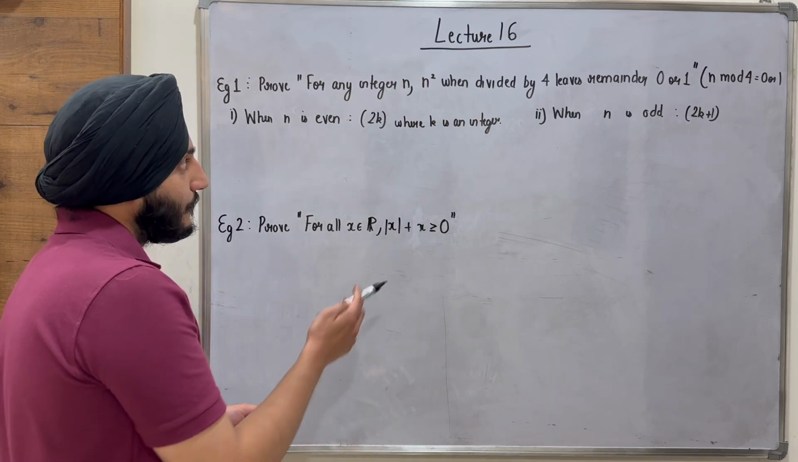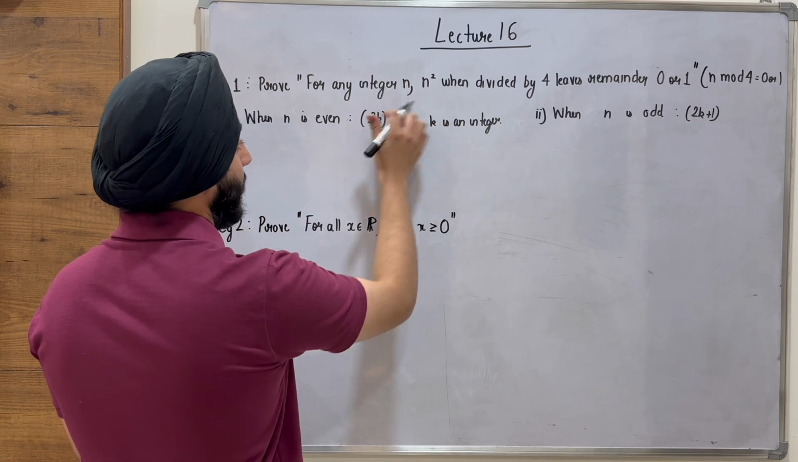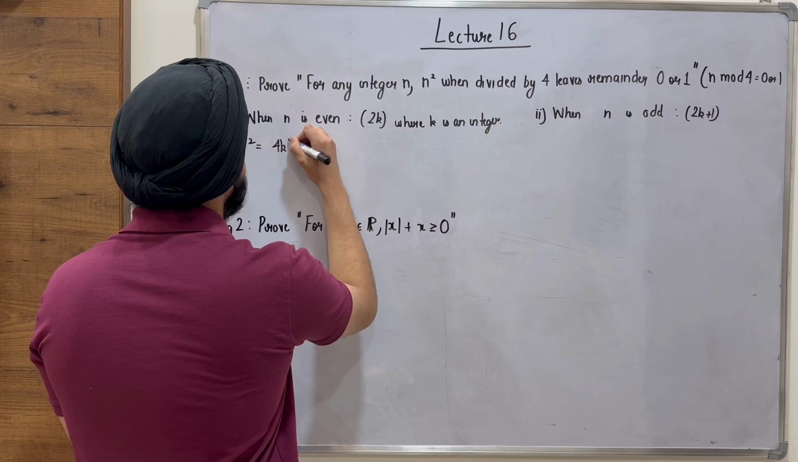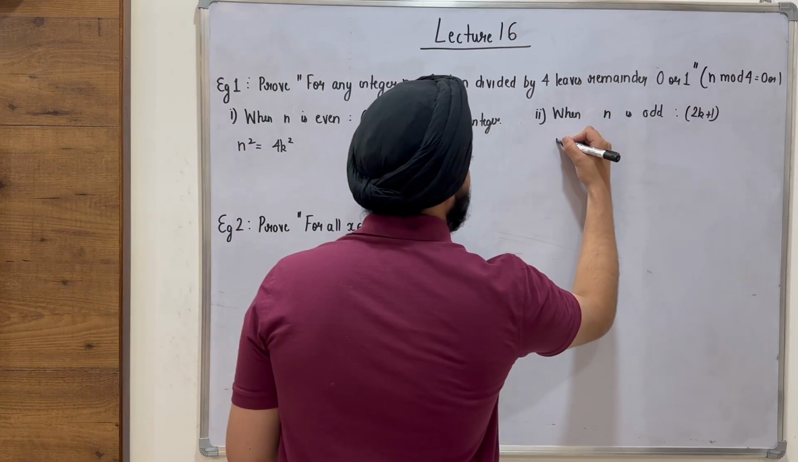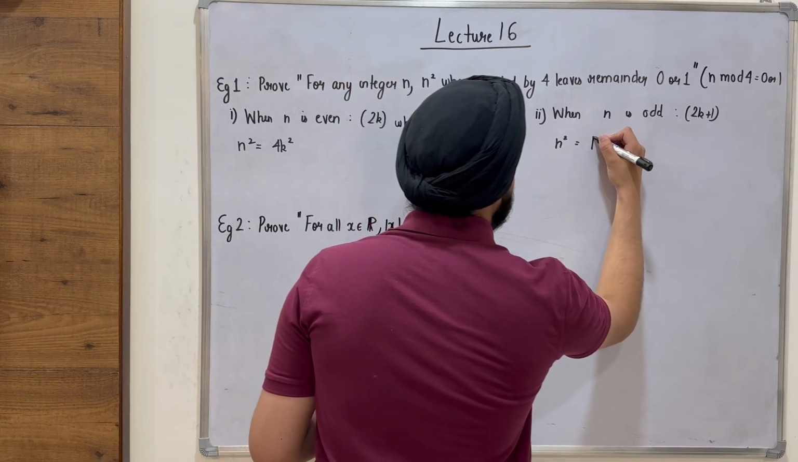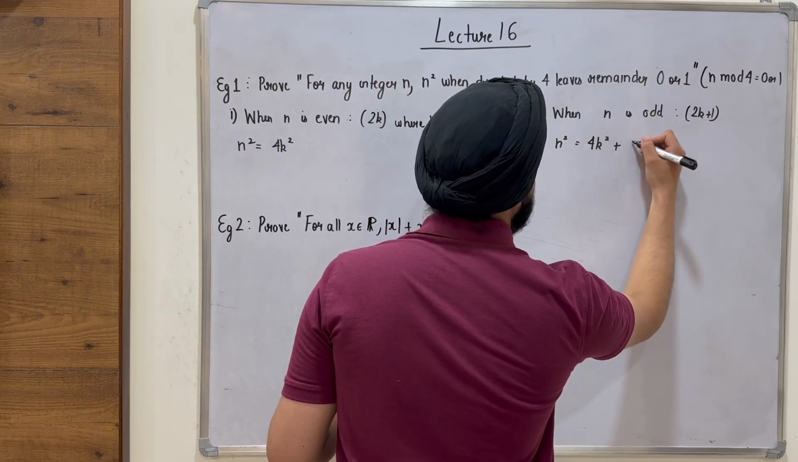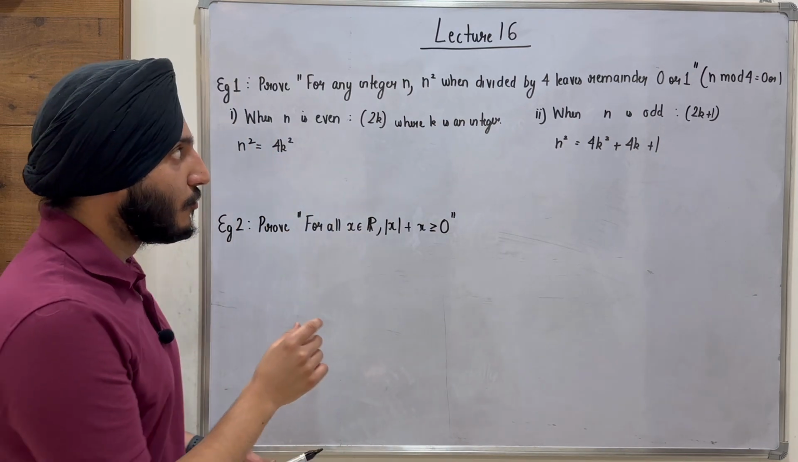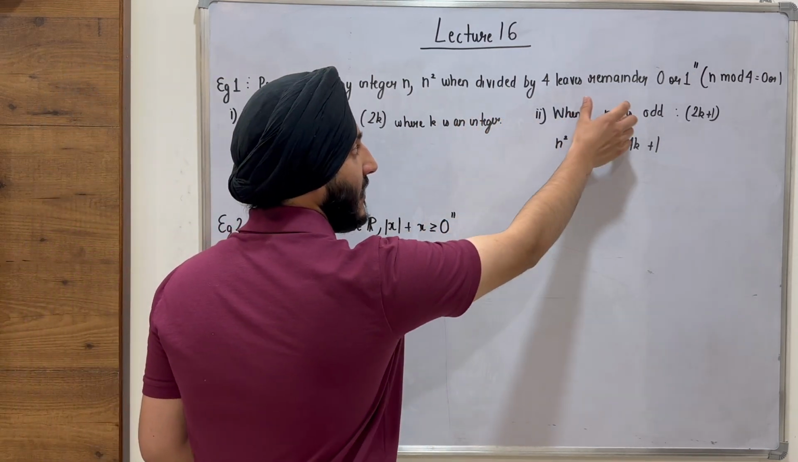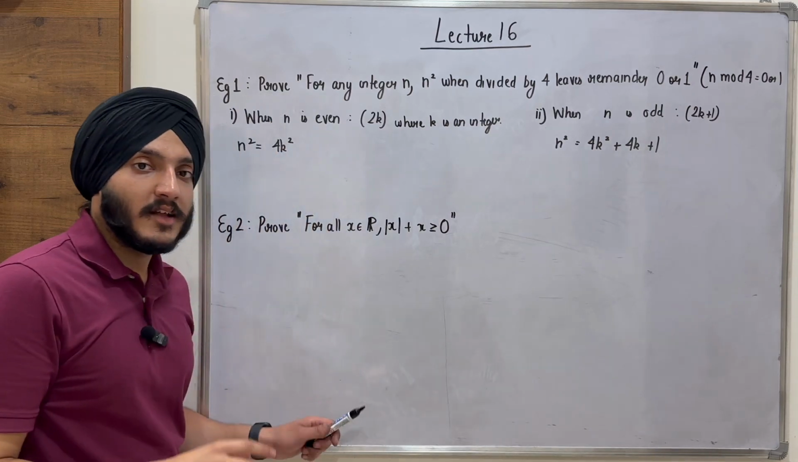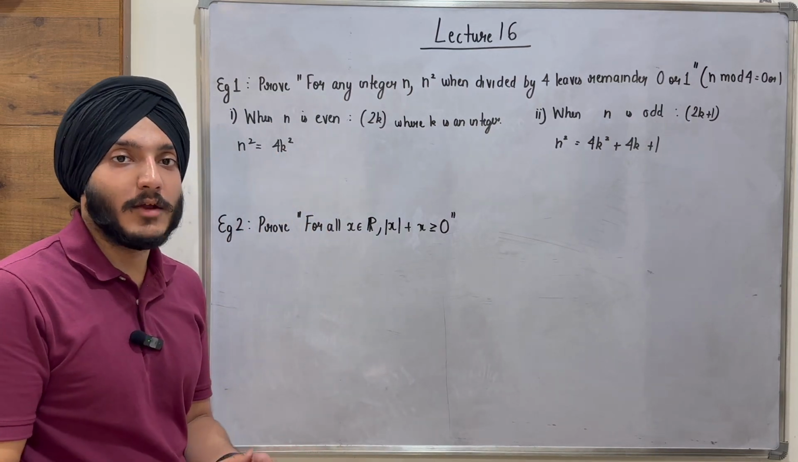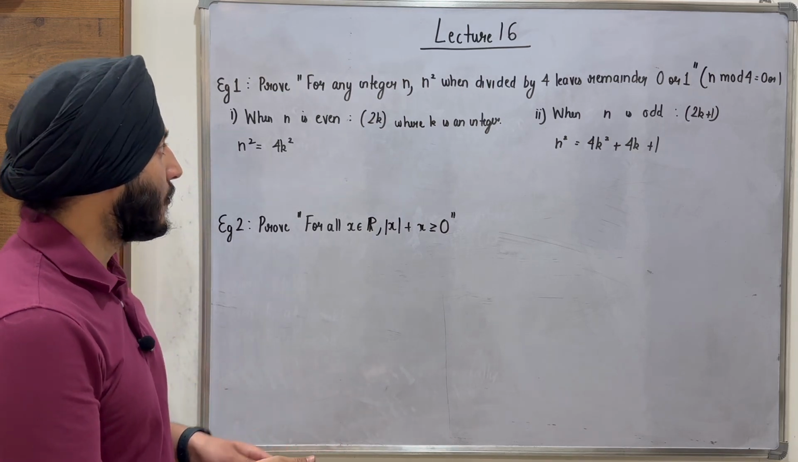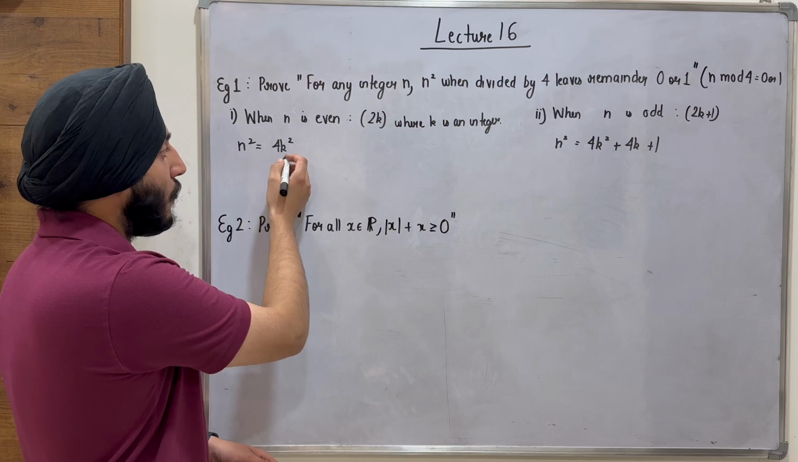Okay, so now let's try to solve for it, right? N square is going to be 4k square in the even case, and n square is going to be 4k square plus 4k plus 1 in the odd case. Now what I'm supposed to prove is that when divided by 4, it leaves the remainder 0 or 1. It has to be either 0 or 1. It cannot be the case that it leaves any other remainder value. So let's think about it, right? When even, n square is 4k square.